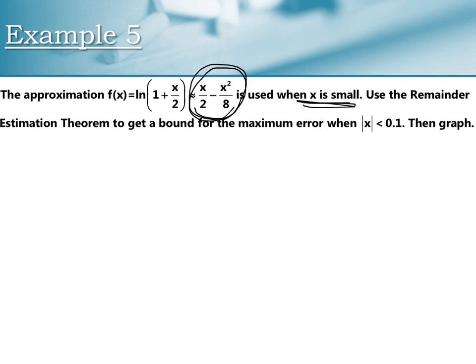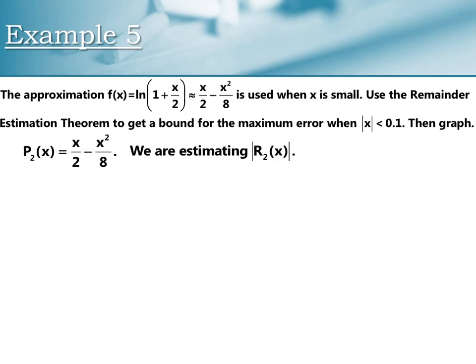And what we mean by small x values are x values that are near the center of that series, near x equals 0 or a equals 0. So in this case, again, we're sticking with an interval where x can be anything between negative 0.1 and positive 0.1, and we're going to bound the error on that interval, and then we'll get a graph of it as well. So there's P2 of x. We're trying to estimate the size of the truncation error, R2 of x.